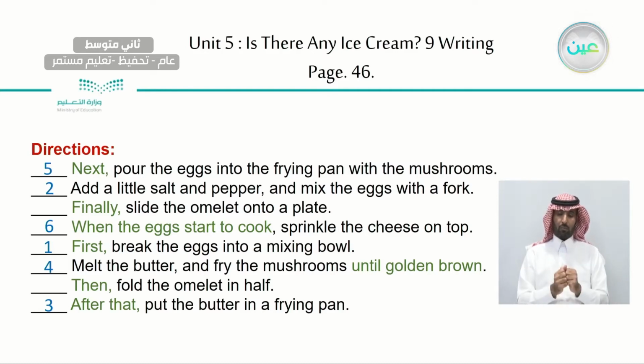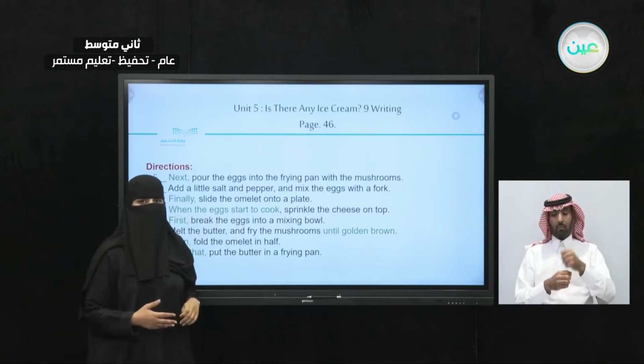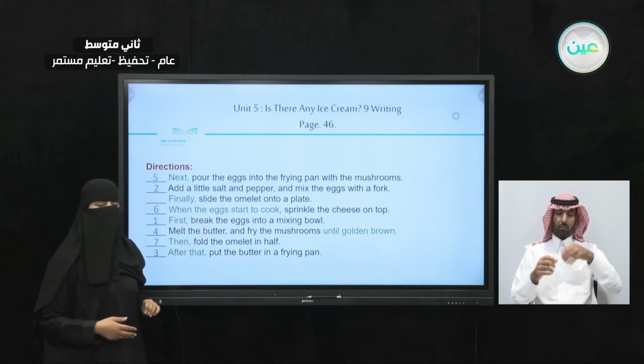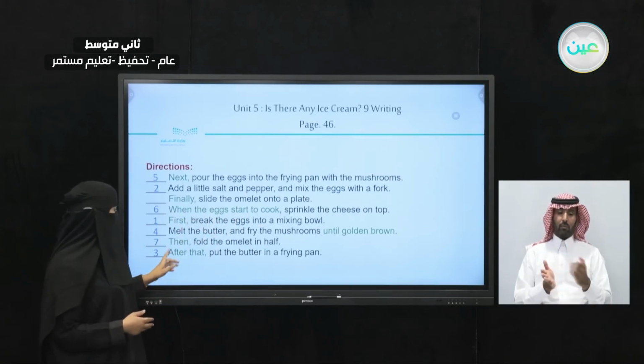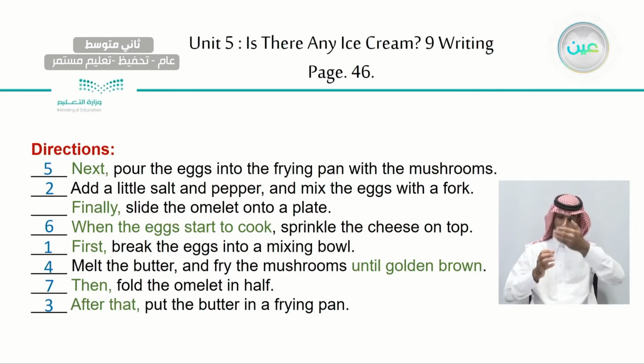So when the eggs start to cook, here there's a condition. Now, when the egg starts to cook, what are you going to do? Sprinkle the cheese on top. So you're not going to sprinkle the cheese on top until you see this, when the eggs start to cook. So here also we have the word of sequence. And what's after that? Then fold the omelette in half. Then fold the omelette in half in the frying pan.